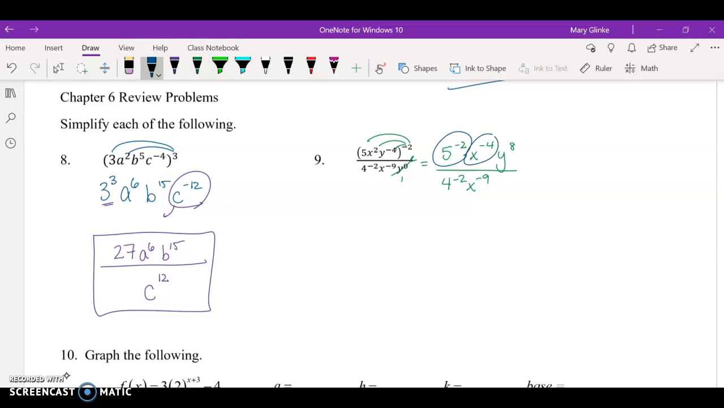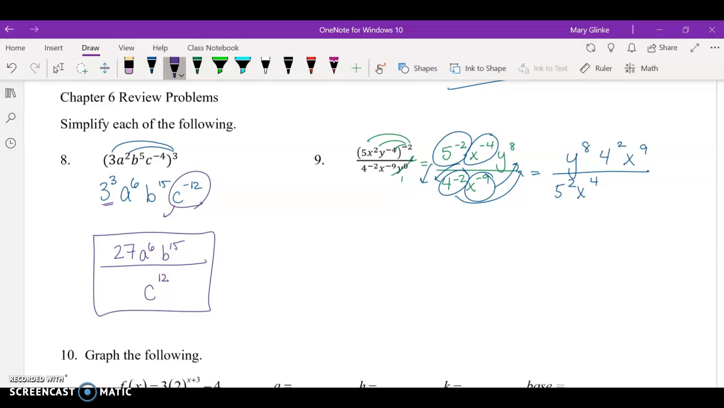Next, we find all of the negative exponents, and we're going to move them around. So y to the 8th stays where it is. The 5 squared and x to the 4th moves to the denominator, while the 4 squared and x to the 9th moves up to the numerator.